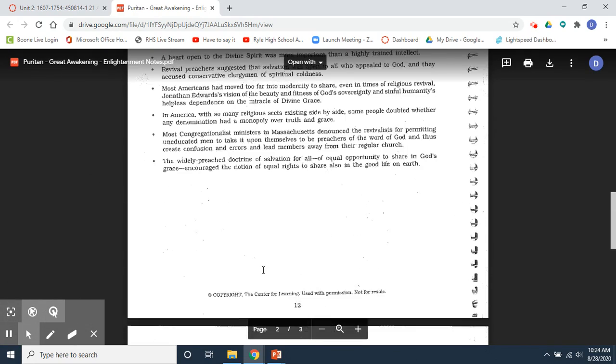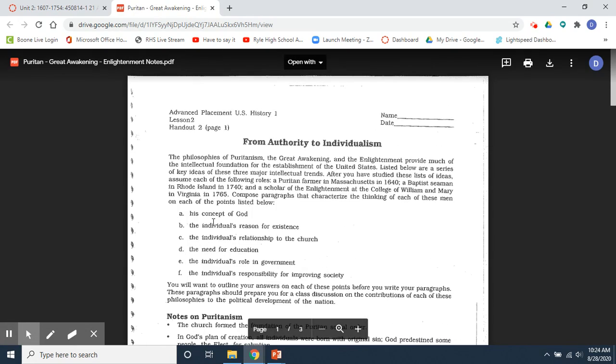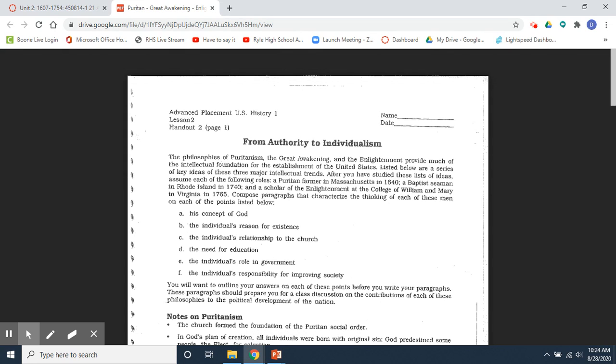And what it's asking you to do is to read through those notes and consider, for each period of religion in the colonies, what does that type of person believe about God, their reason for existence, the relationship to the church, the importance of education, the individual's role in government, or the individual's responsibility for improving society. If I were you and I was really studying religion in the colonies, I would probably read through these notes and jot down some ideas relating to those 6 concepts.